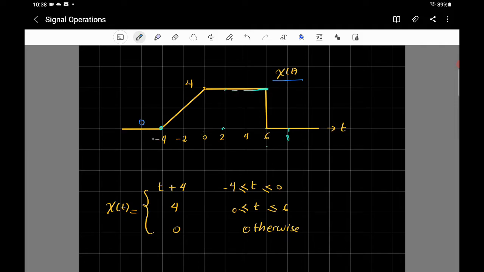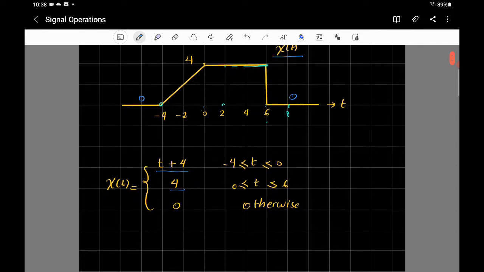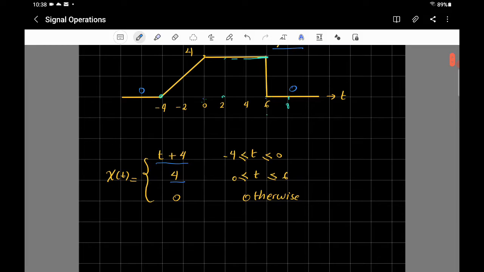It's equal to 0 when the time is less than -4, and from -4 up to 0, it's a straight line with a slope equal to 1, and the equation is t plus 4. And from 0 to 6, the signal is constant at the value of 4, and 0 otherwise, to the right and to the left. Let's now perform the first signal operation, which is called time shifting.